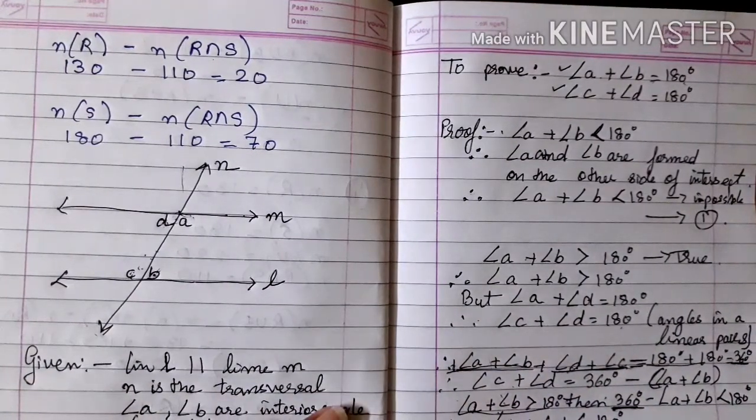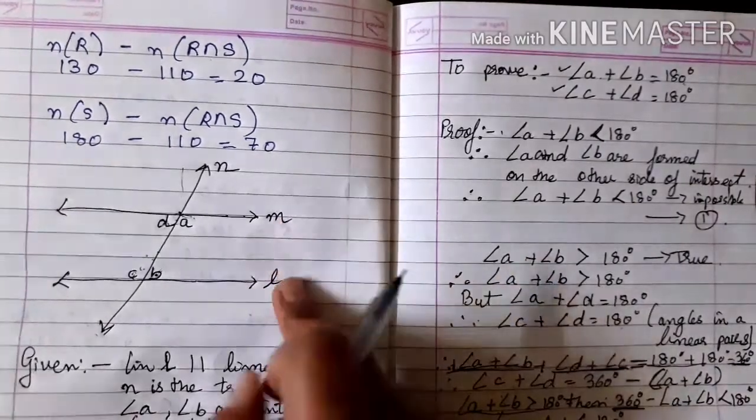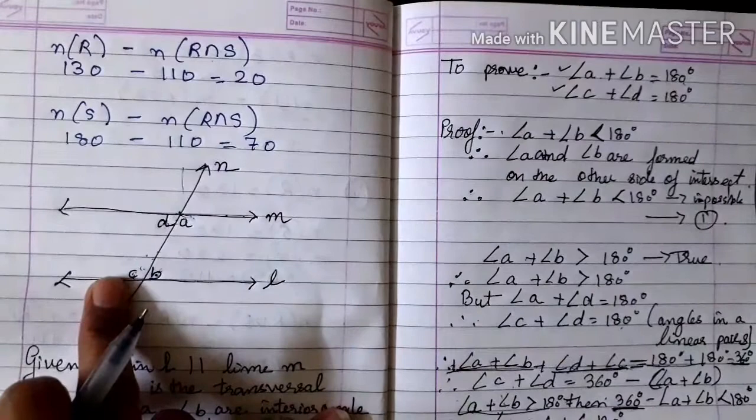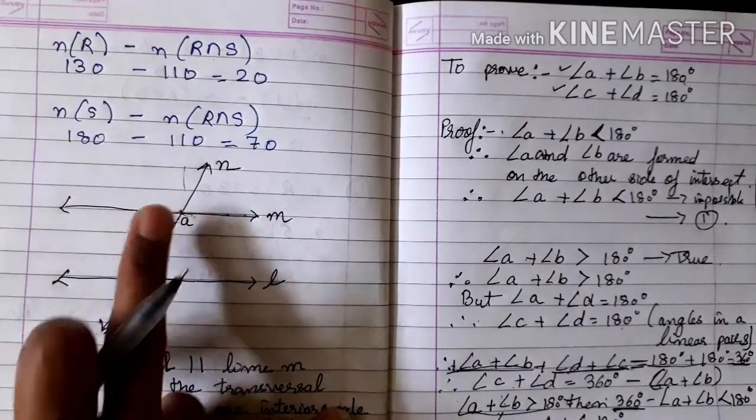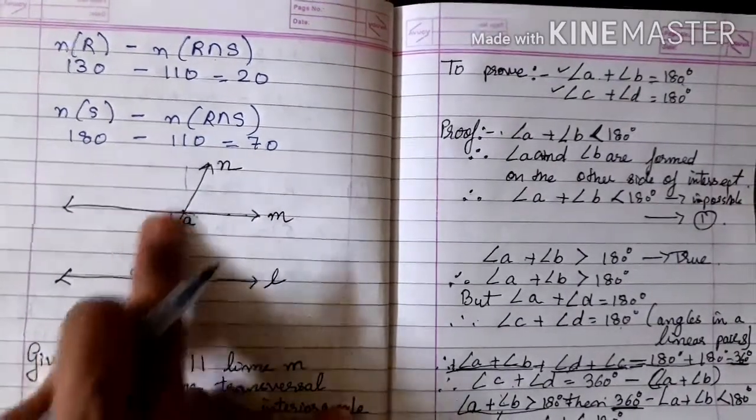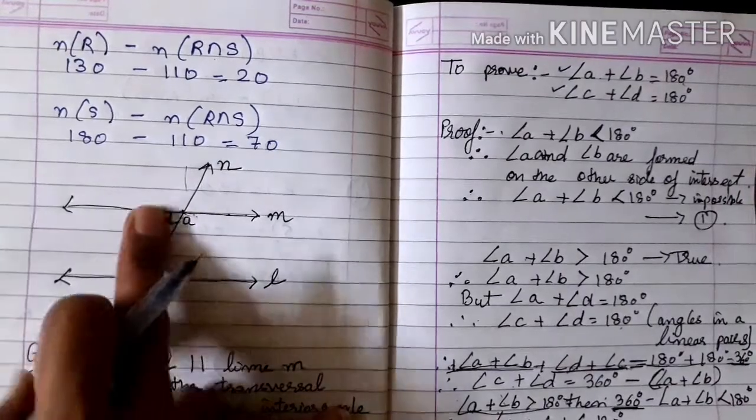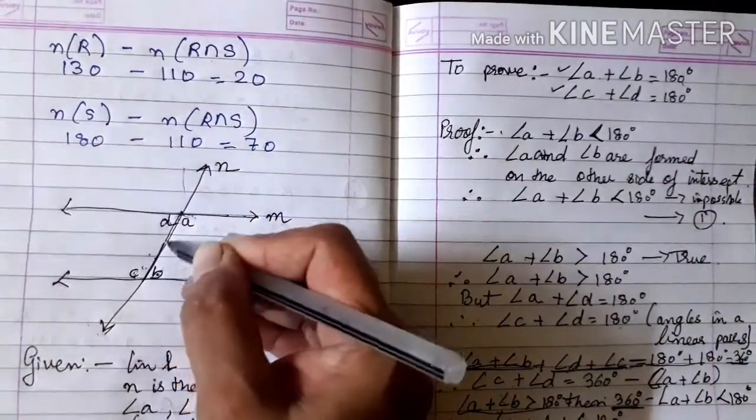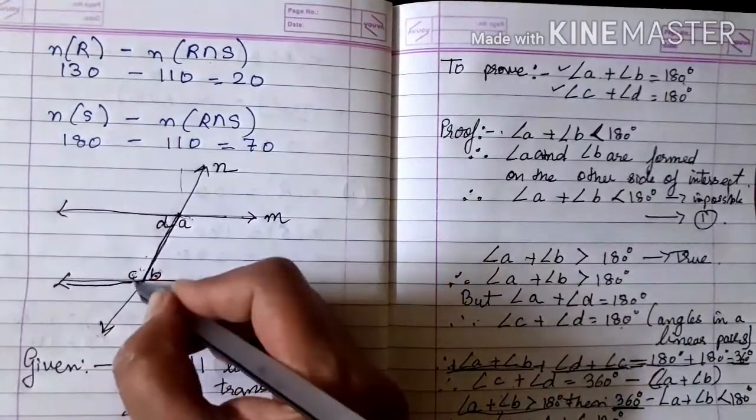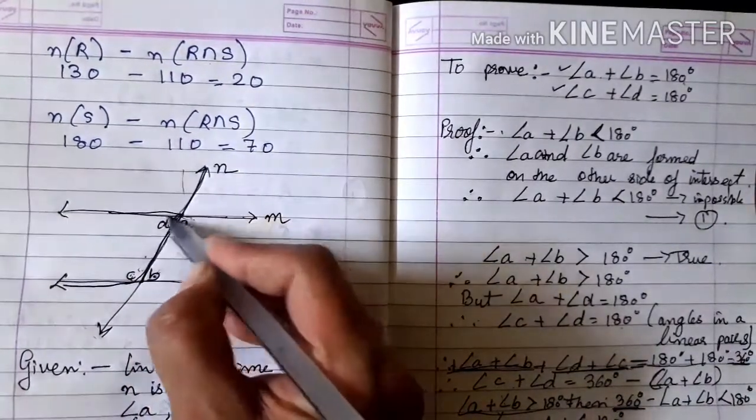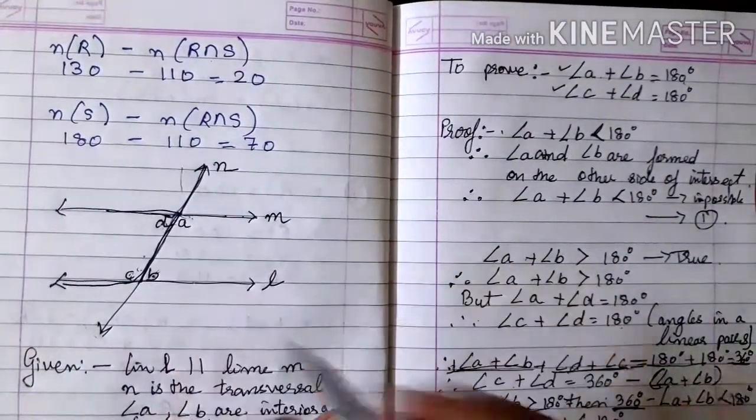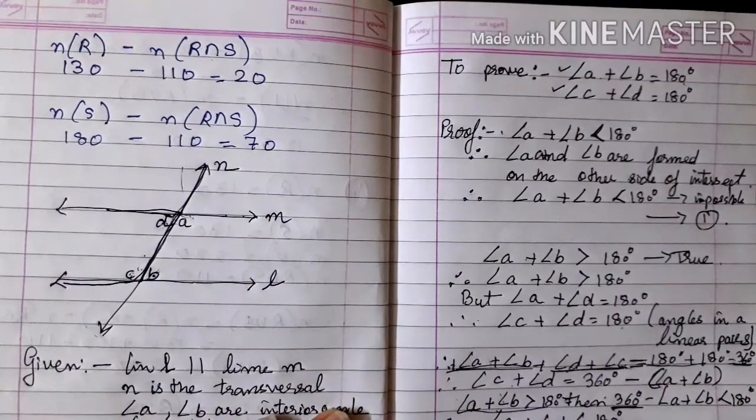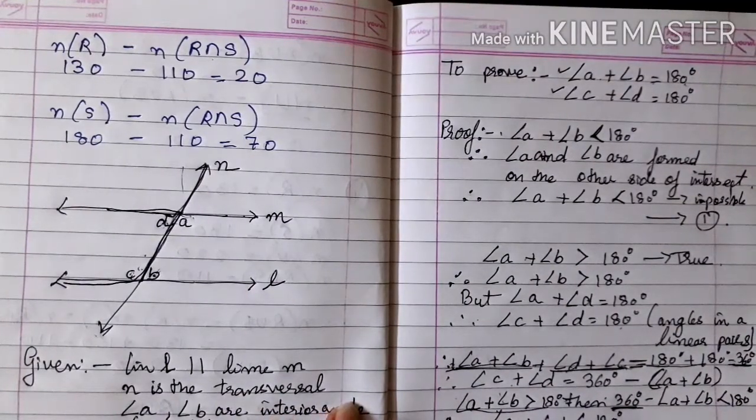So, in the case of lines M and L produced to intersect each other on the side of the transversal where C and D are formed, C and D being greater than 180 is impossible. Obviously, this is not greater than 180. You can see the slant. See these angles, so they are smaller than 180. Therefore, we can say that angle A plus angle B is greater than 180.